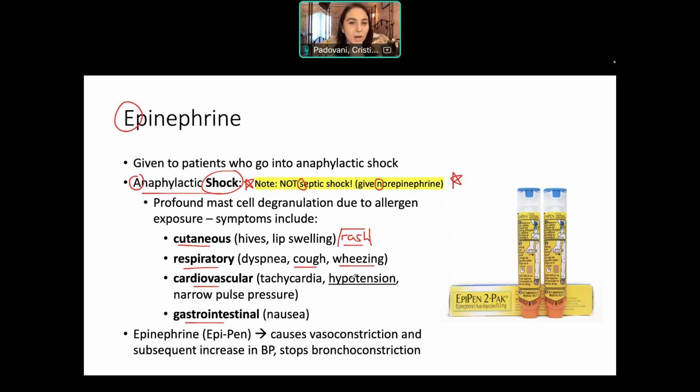Cardiovascular system: tachycardia, hypotension, because this is shock. You'll have a very narrow pulse pressure, and then GI system, you can see nausea.